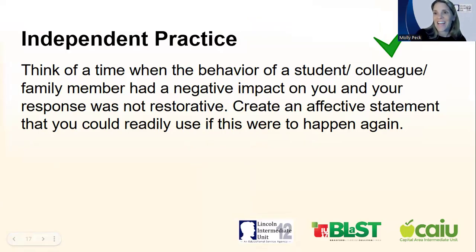All right, and then lastly, I want to give you an opportunity to practice using the affective statement equation with a situation that you've been a part of. Now, the statement says, think of a time when the behavior of a student, a colleague, a family member had a negative impact on you and your response was not restorative. Create an affective statement that you could readily use if this were to happen again.